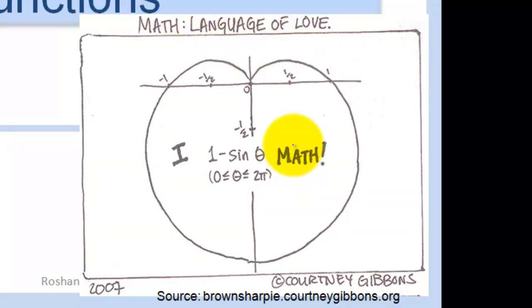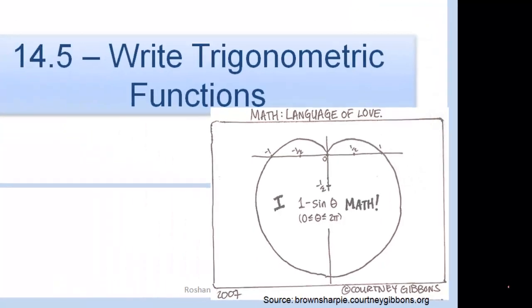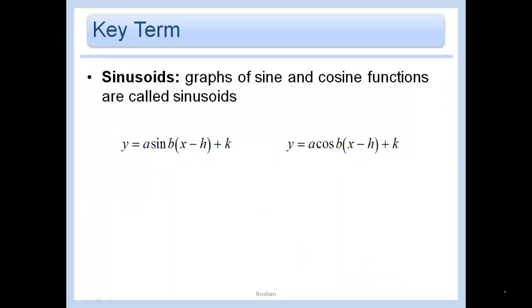And here's the graph of 1 minus sine theta, though it's on the polar coordinate system, which we're not going to be doing this year, but I'm going to do something fun at the end of this lesson related to this. What we are going to do in this lesson is be talking about sinusoids, which are just the graph of sine and cosine functions, which we've been doing all along, except that we've typically been given the equation and been asked to graph it. And now they're going to show us a graph, and we're going to have to come up with the equation. So we're just going to be going backwards here.